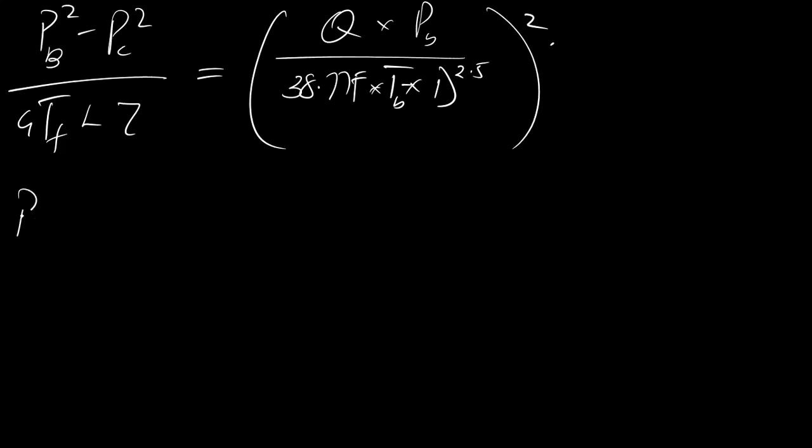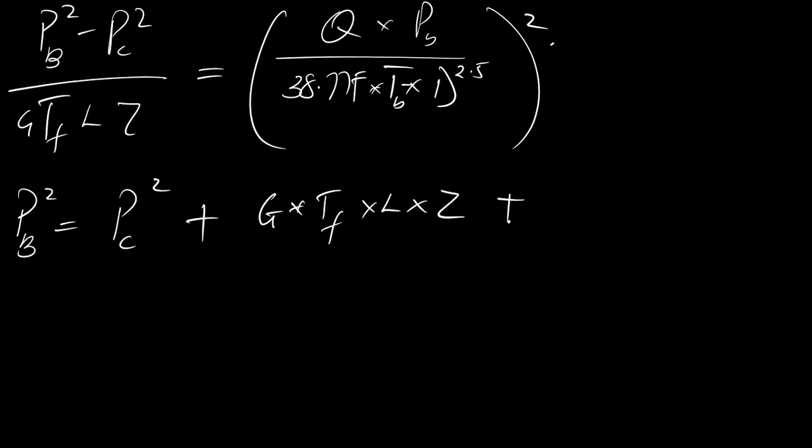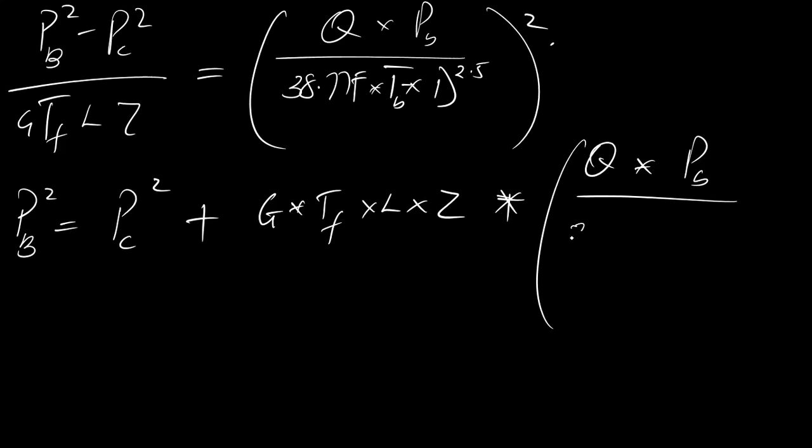So that means PB square is equal to PC square plus G times TF times L times Z times Q times PB, all divided by 38.77F divided by TB divided by D raised to power 2.5, all squared.